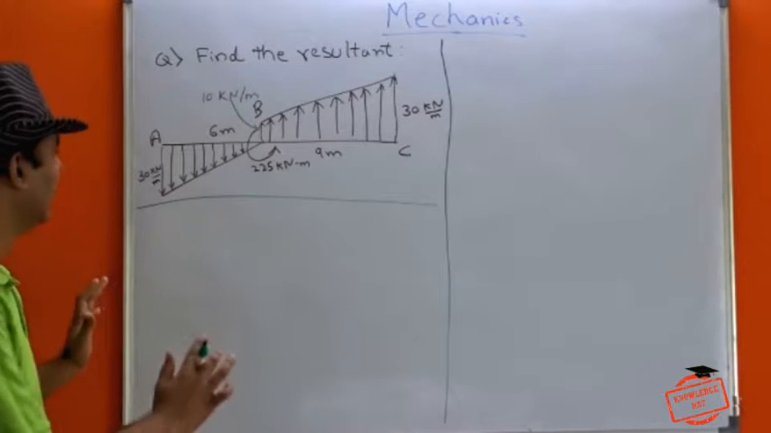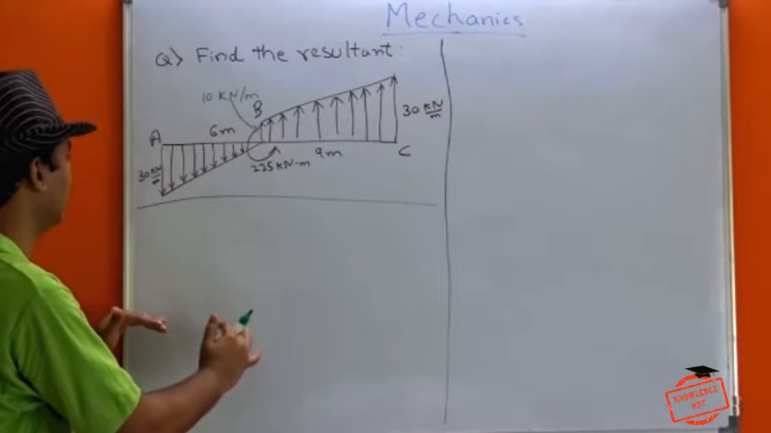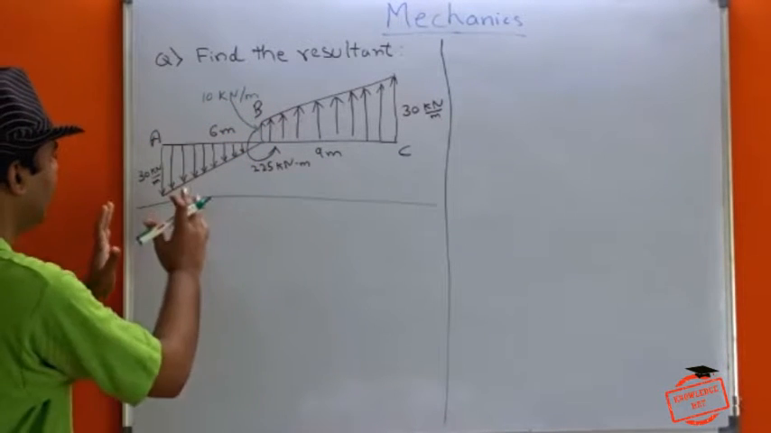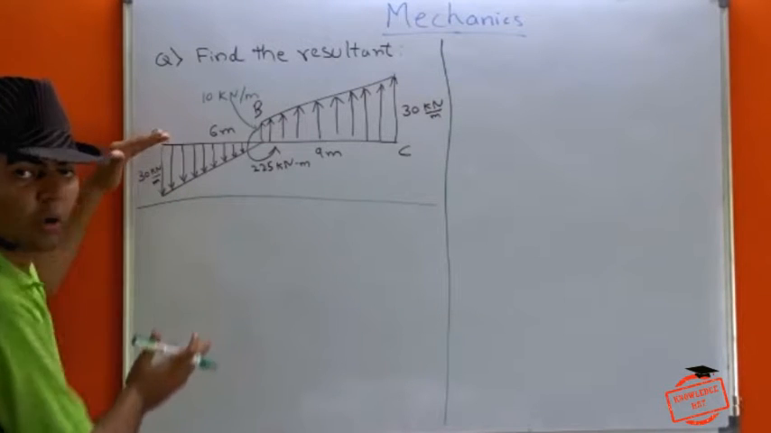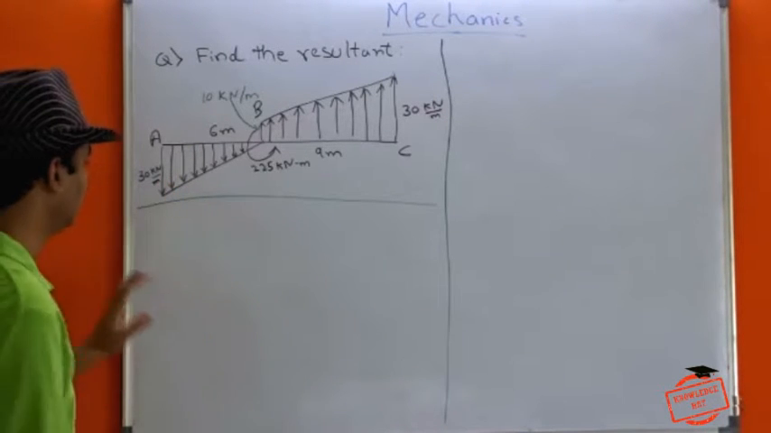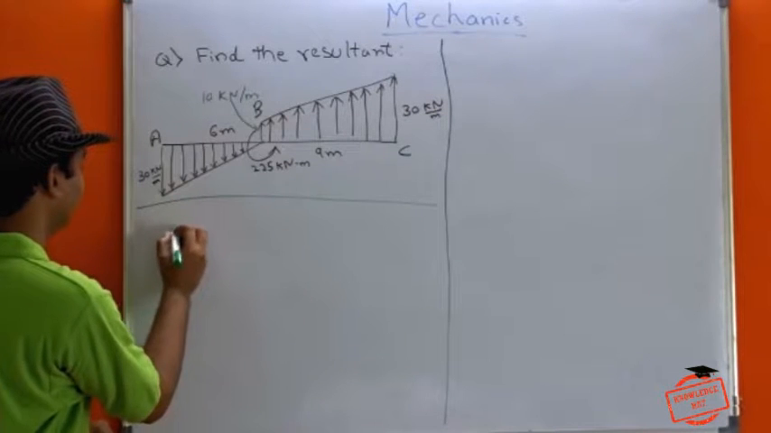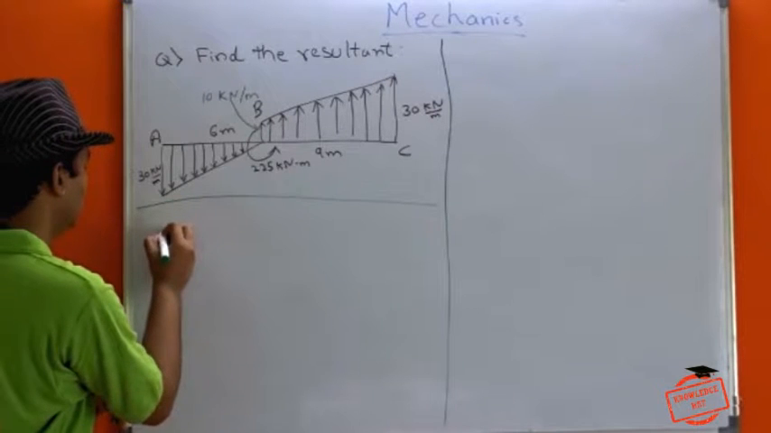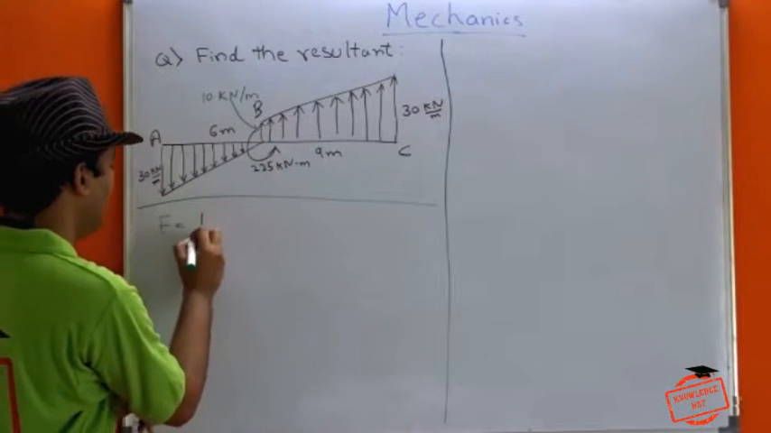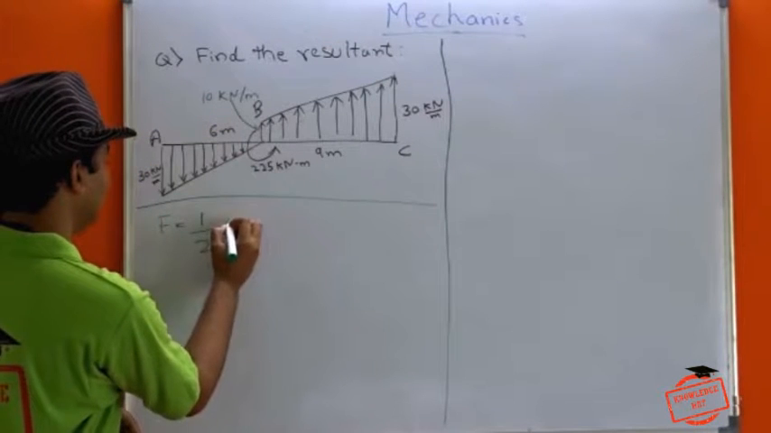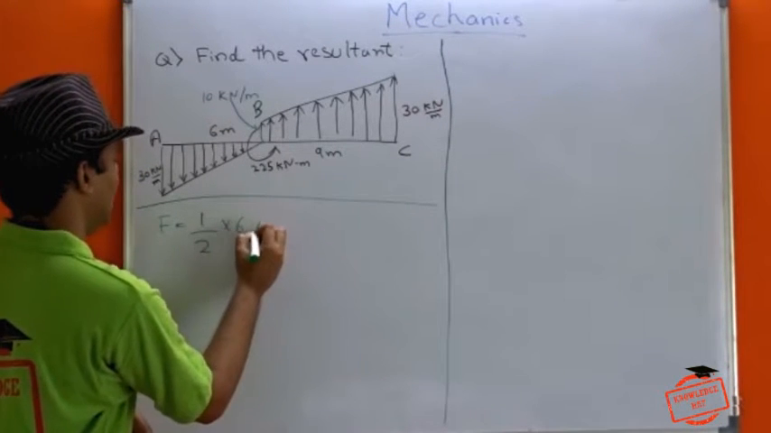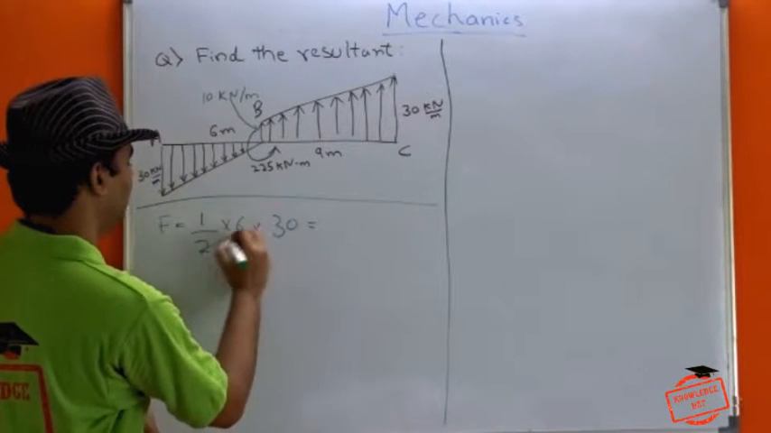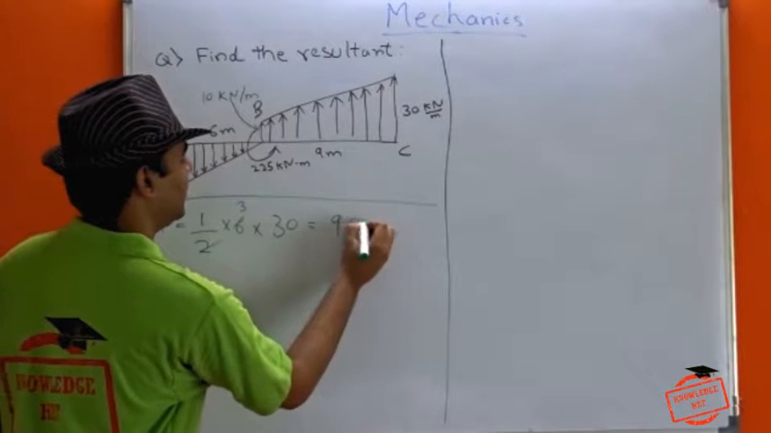To begin with, let us simplify the diagram that we have. For this particular portion, we can convert this distributed load into a point load or a concentrated load. We can see this resembles a triangle, so we can use the area of a triangle formula. So our F would be equal to half the base, which is 6, and the magnitude of force, which is 30. So this will come out to be 90 Newton.